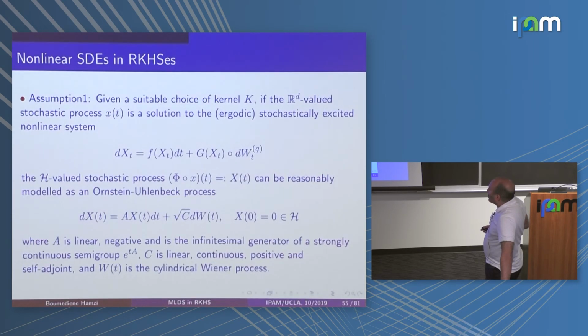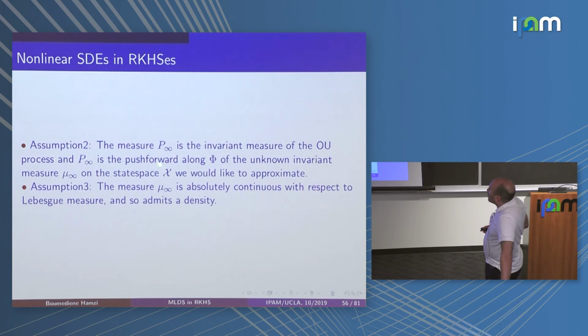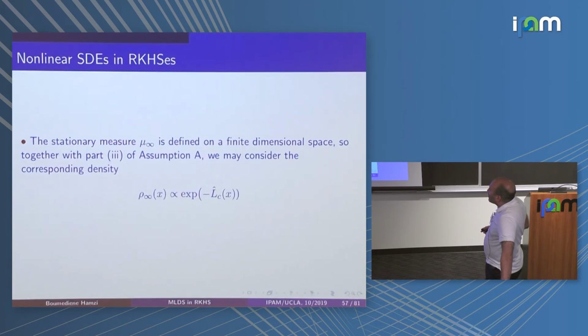These are the assumptions: we have a nonlinear SDE, and we assume that in the RKHS, in the infinite dimensional case, this nonlinear SDE becomes an OU process in H. The second assumption is that the push forward of the invariant measure of the original system is the invariant measure of the OU process in H, and that the push forward of the invariant measure admits a density. So essentially, this is what we are trying to get.